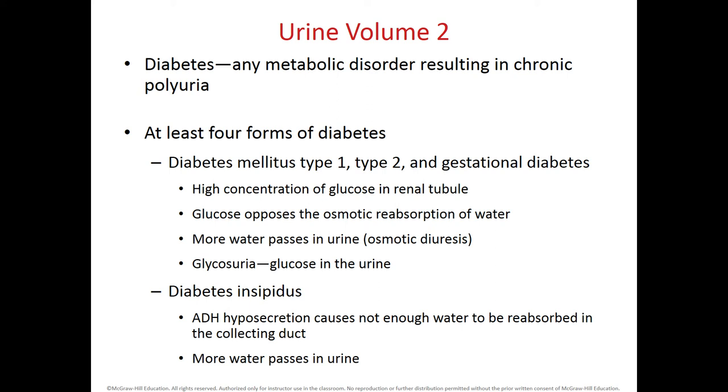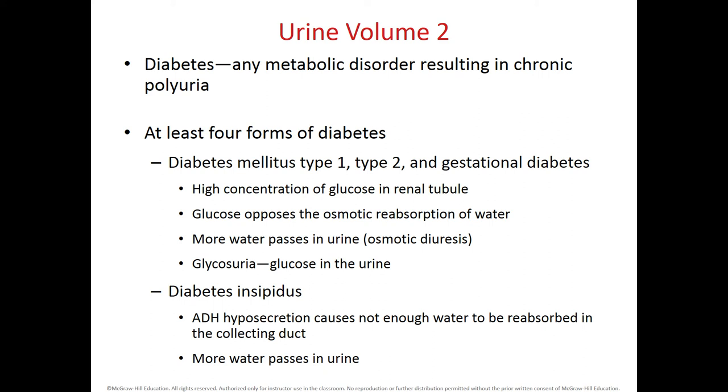Diabetes affects the formation of urine. This diabetes can be subdivided into diabetes mellitus, type 1 or type 2, diabetes insipidus, and also gestational diabetes. In diabetes type 1, 2, and gestational diabetes, you will have a high concentration of glucose in the renal tubule. And glucose will oppose the osmotic reabsorption of water. So water will stay in the renal tubules and will be excreted. So it will promote osmotic diuresis. So the person will have a large volume of urine in diabetes type 1, 2, and gestational diabetes. And along with that, you can find glucose in urine.